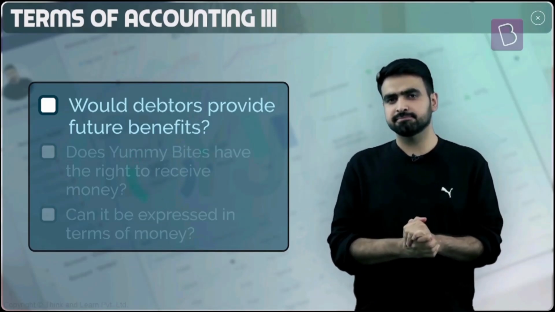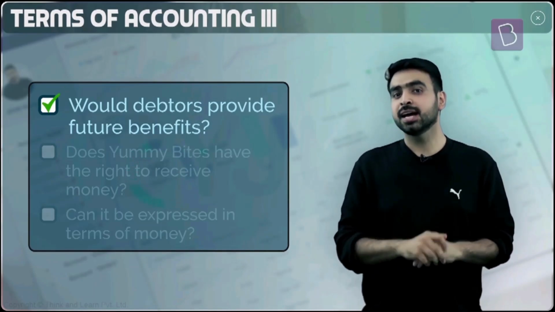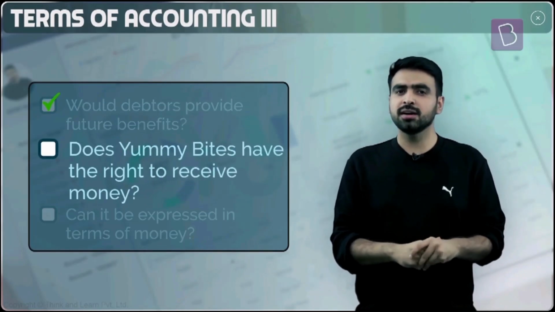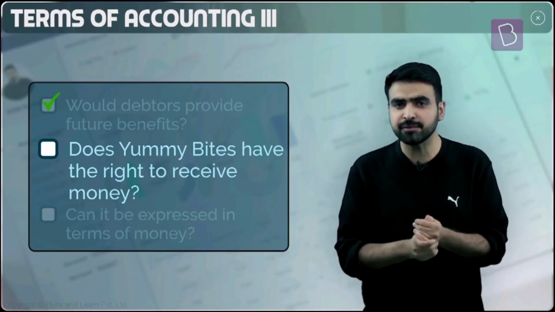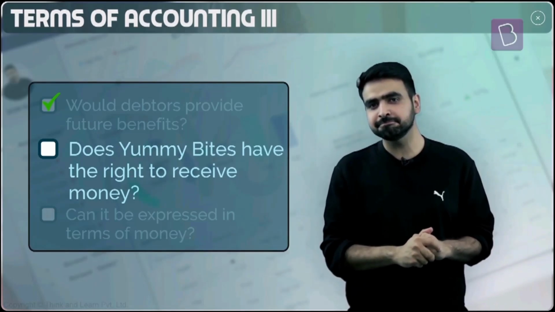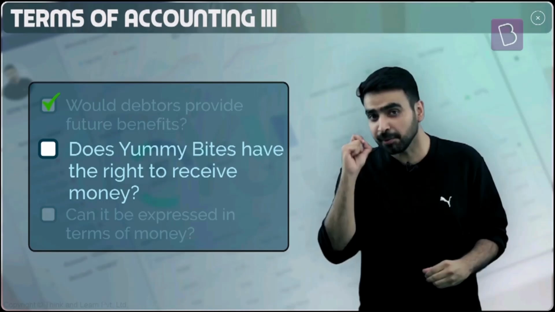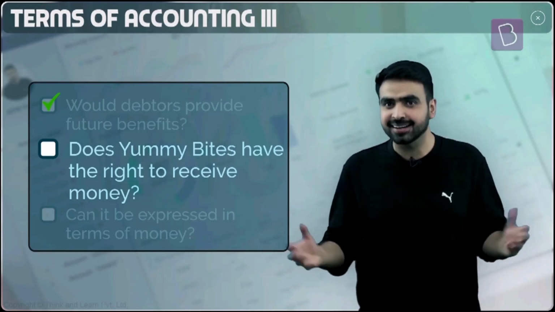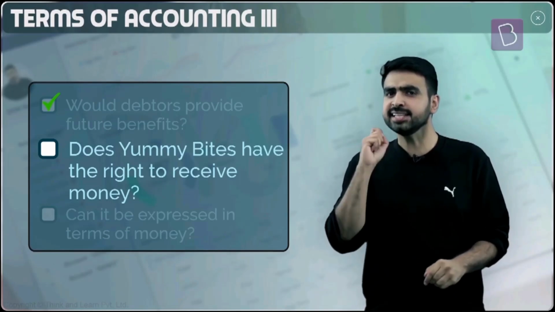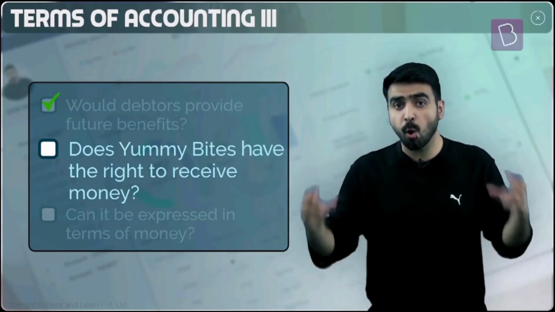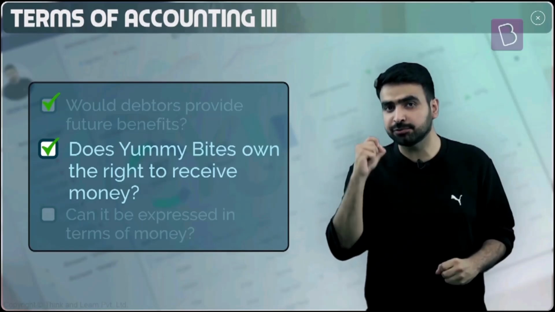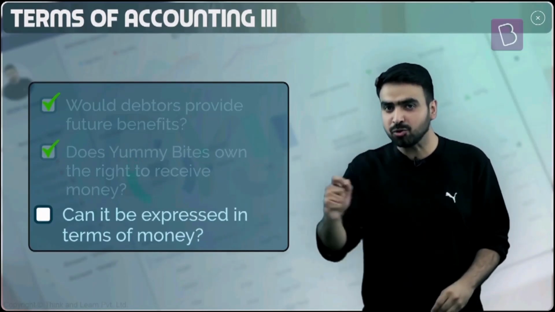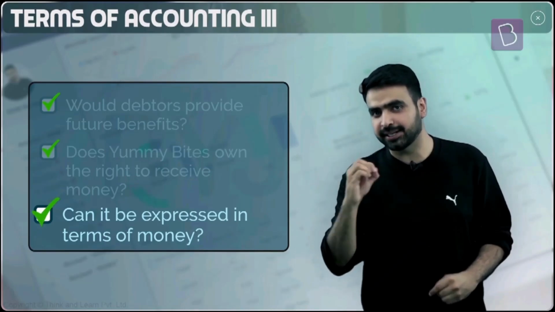Tell me something, would debtors provide some benefits in the future? Think about it. Yes, they would. They'll pay Yummy Bites money in the future. Also, does Yummy Bites have the right to receive money from them? Totally. Yummy Bites has sold sandwiches to them and needs to get money back. Or I can say that Yummy Bites owns the right to receive money from debtors. And it goes without saying, the amounts can be expressed in terms of money.